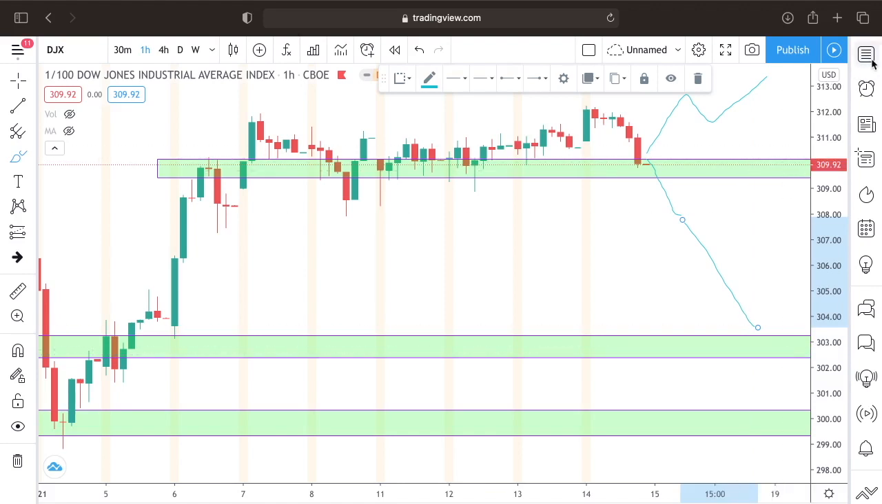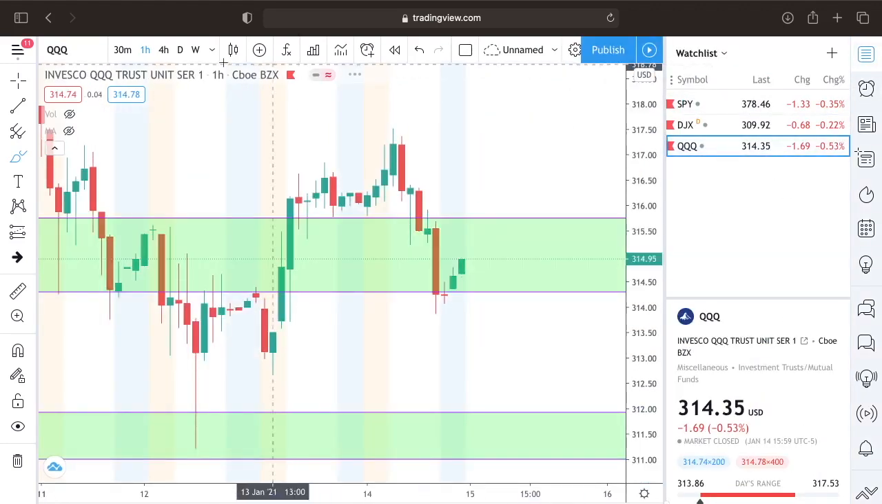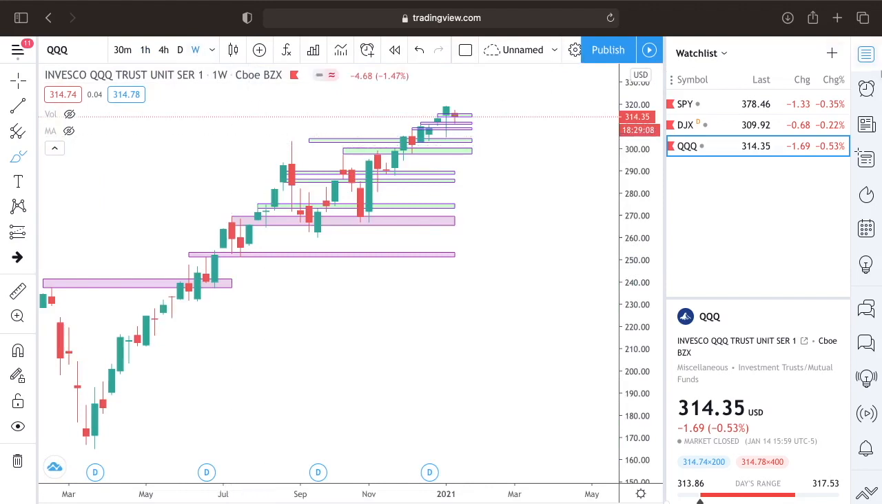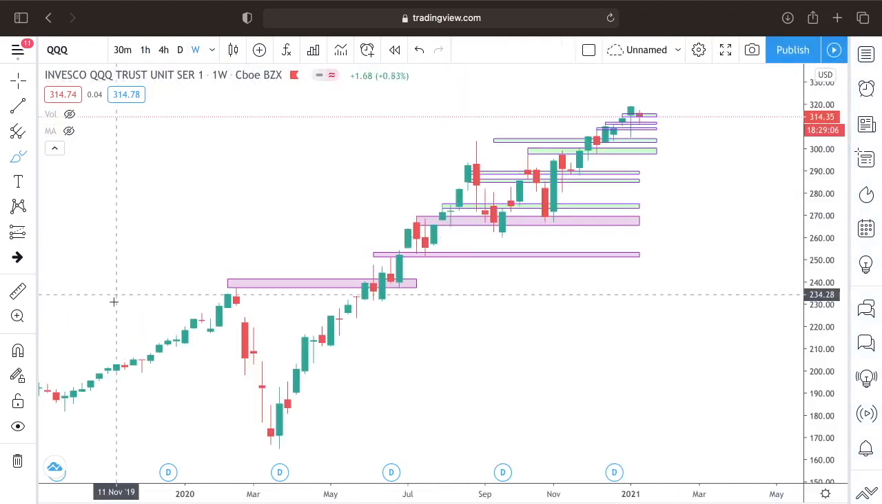Now let's take a look at the Nasdaq. So we'll start with the weekly time frame and then work our way down from there. So let me clear the technicals.